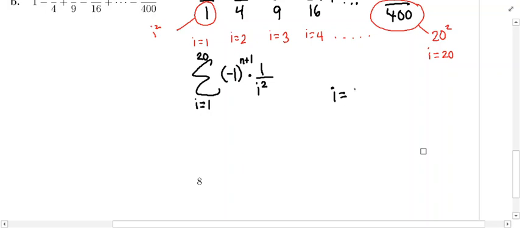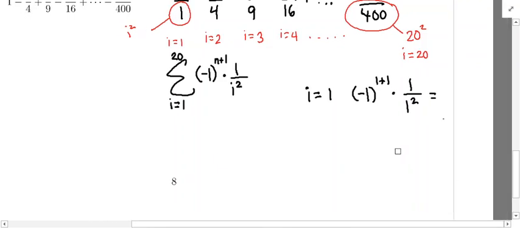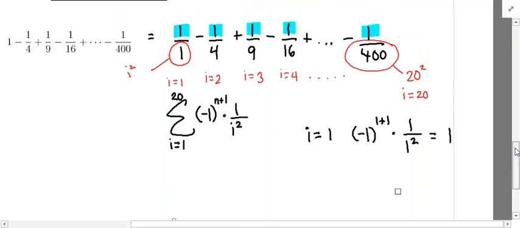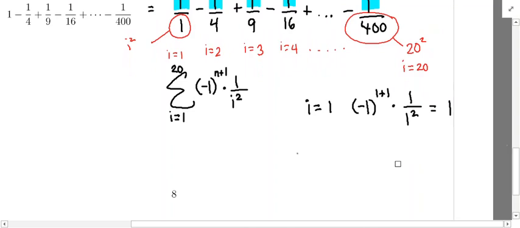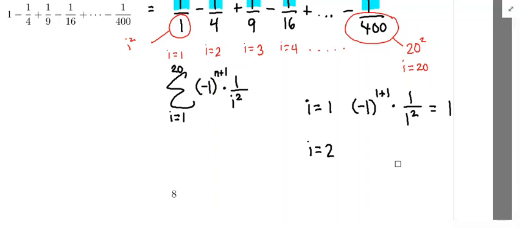Let's start with I equals 1. This would give us -1 to the 1 plus 1 times 1 over 1 squared. I'm plugging in 1 for I. This is going to give us negative 1 squared, which is going to be positive 1, times 1. So the first term is indeed positive 1. Let's check the second term and then we should be good. The second term, plug in, whoops, everybody should be yelling at me. This should not be an N. This should be an I.